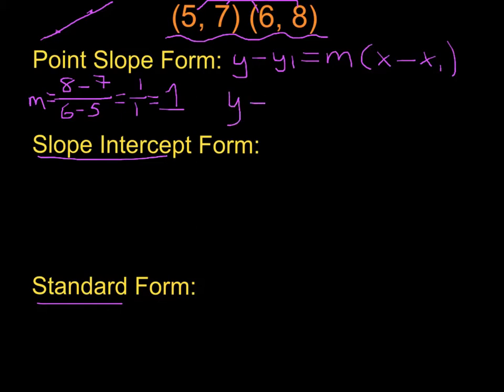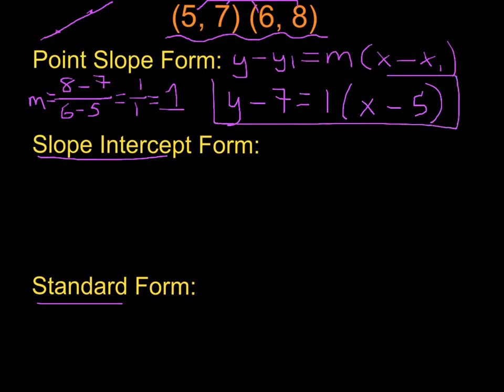Y minus, and then my y value is 7, equals 1 is my slope, times x minus my x value is 5. So here I have an equation written in point-slope form. And I'm going to change it to slope-intercept form, which is y equals mx plus b. So basically I'm taking my equation and I am solving for y.